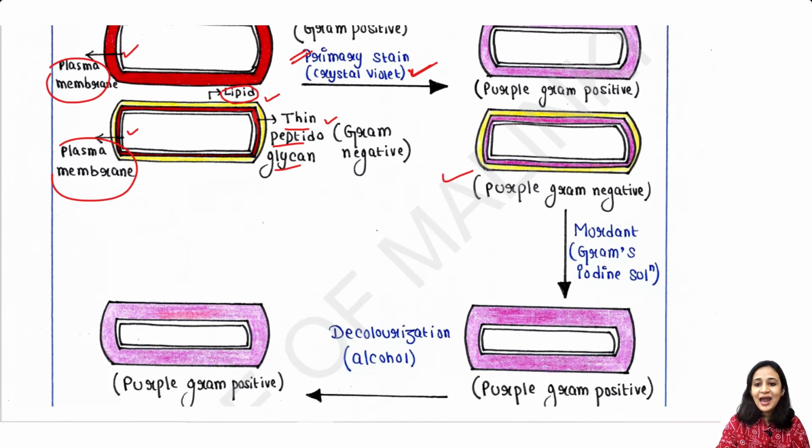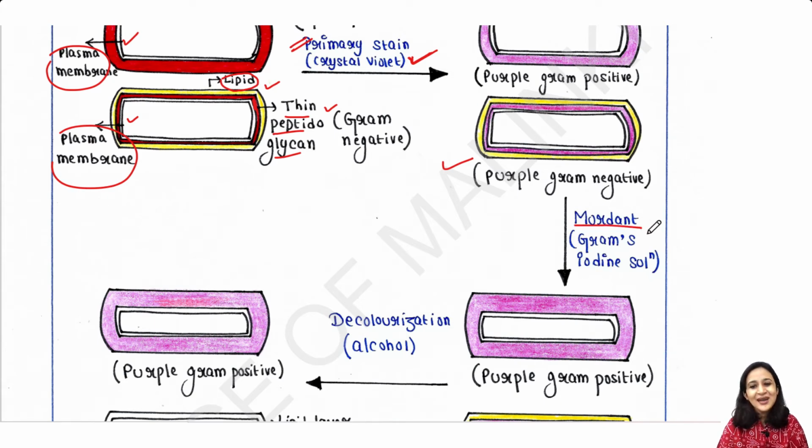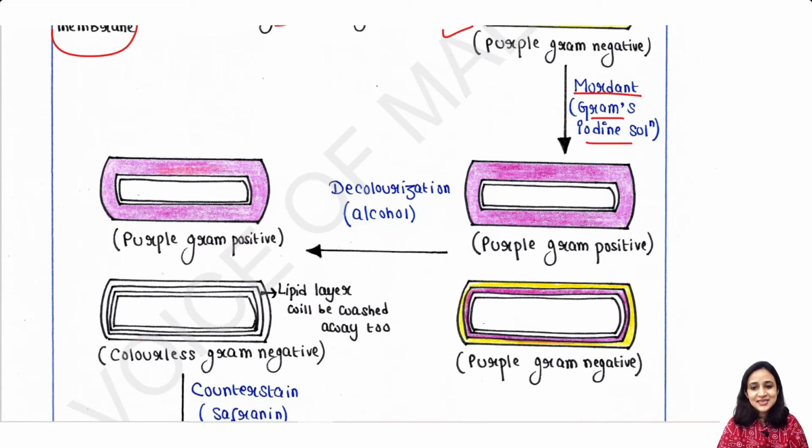Next we are adding a mordant here. A mordant is like a fixative. In this case we are using Gram's iodine solution. What this mordant does is fix the crystal violet stain in the cell. After this stage also, both gram positive and gram negative cells look the same. They are both purple, and if you see these cells under the microscope at this stage, you will see all cells are purple.